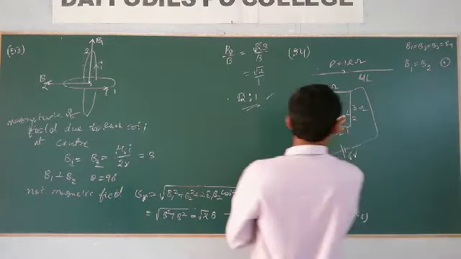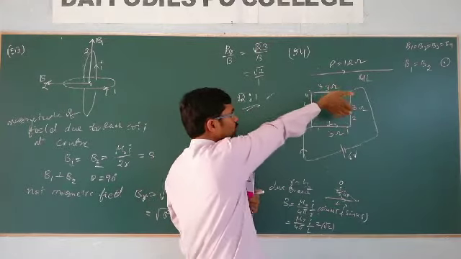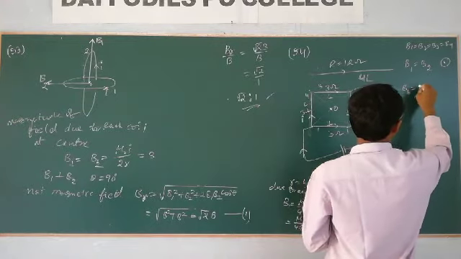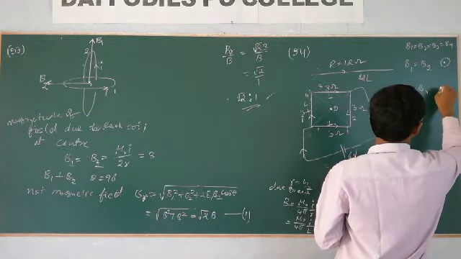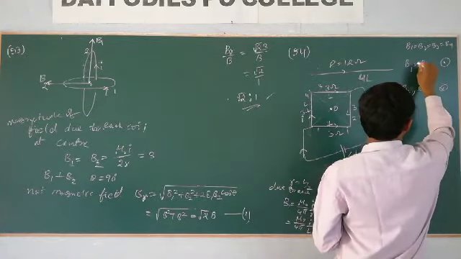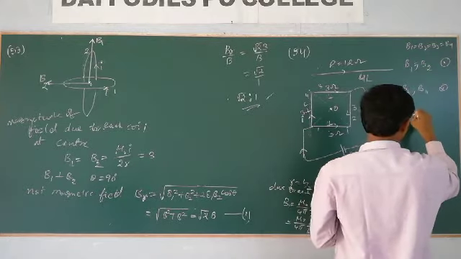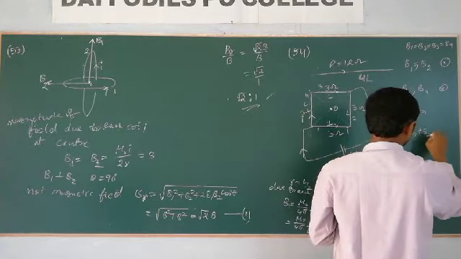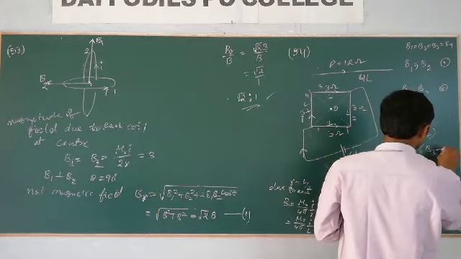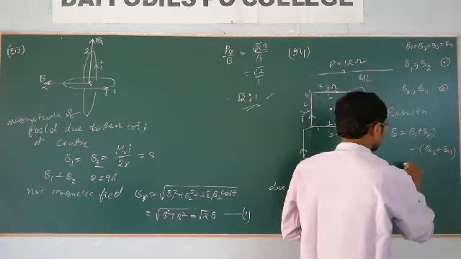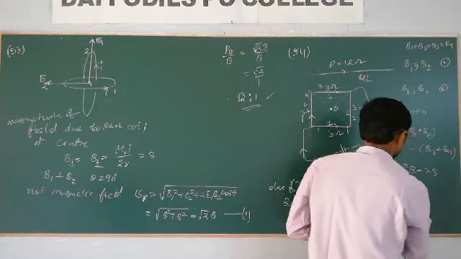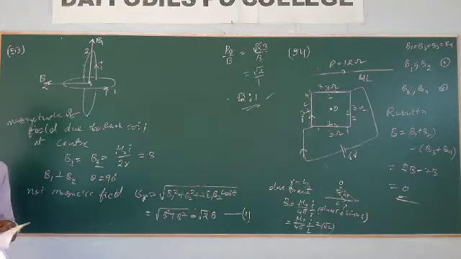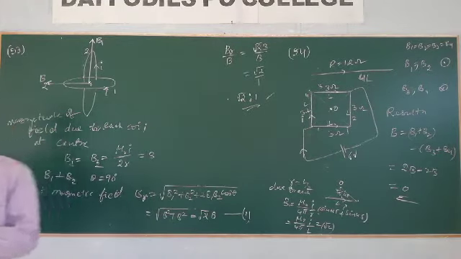Okay, next. But due to this fourth one inward and due to this third one also inward, B3 and B4 both will be inward. Then what is the resultant magnetic field? Resultant magnetic field B is equal to B1 plus B2 minus B3 plus B4, that is equal to 2B minus 2B, that is equal to 0. So the first option: we get resultant magnetic field is 0 at the center.